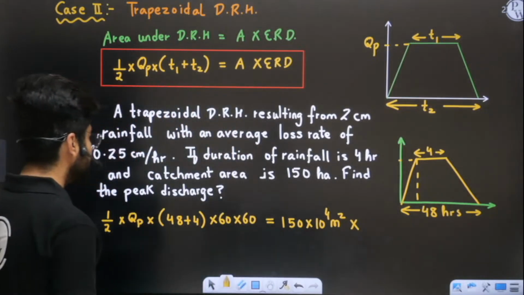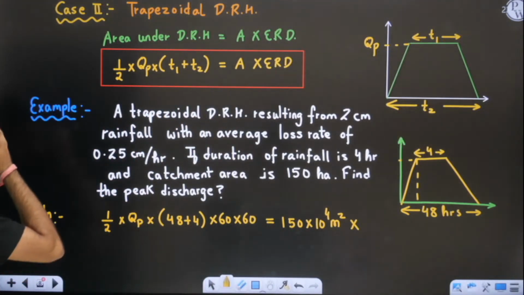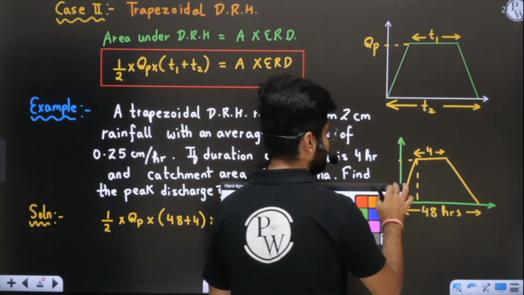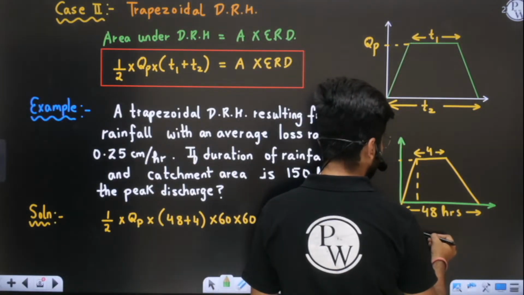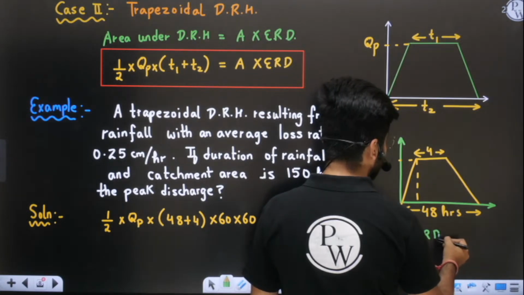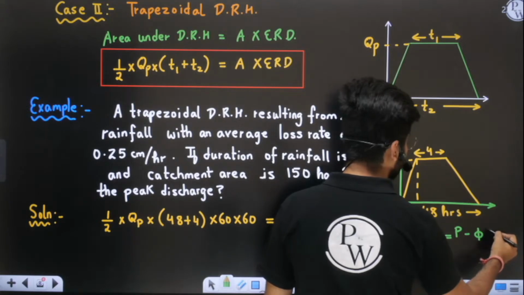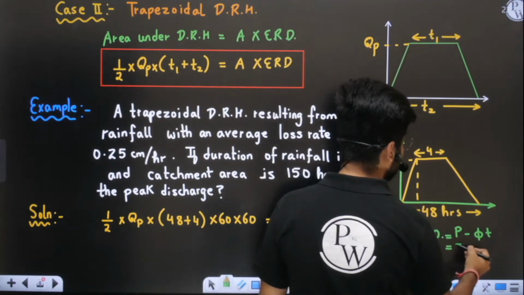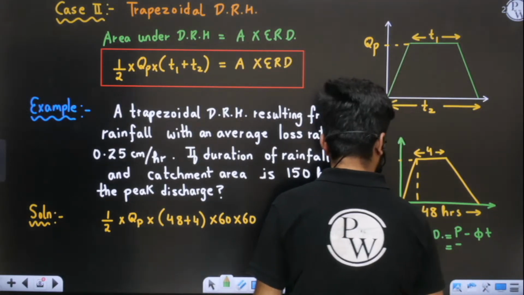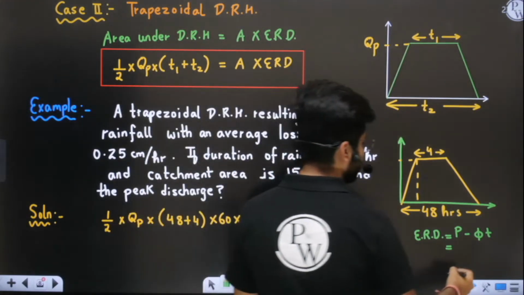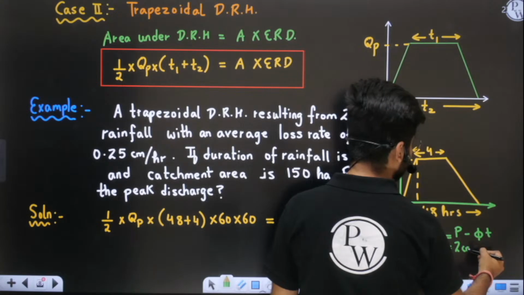Now effective rainfall depth we can evaluate here separately. See, effective rainfall depth will be how much? Sir, effective rainfall depth is total precipitation minus infiltration. Now total rainfall is 2 centimeter.